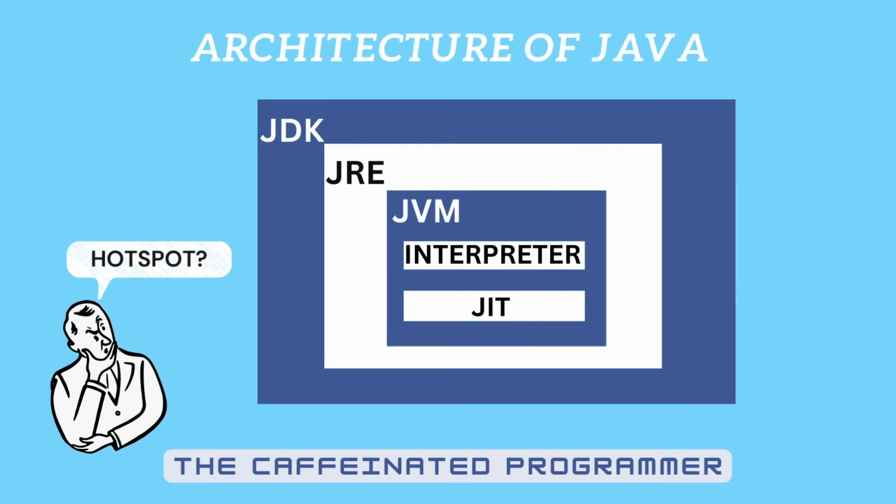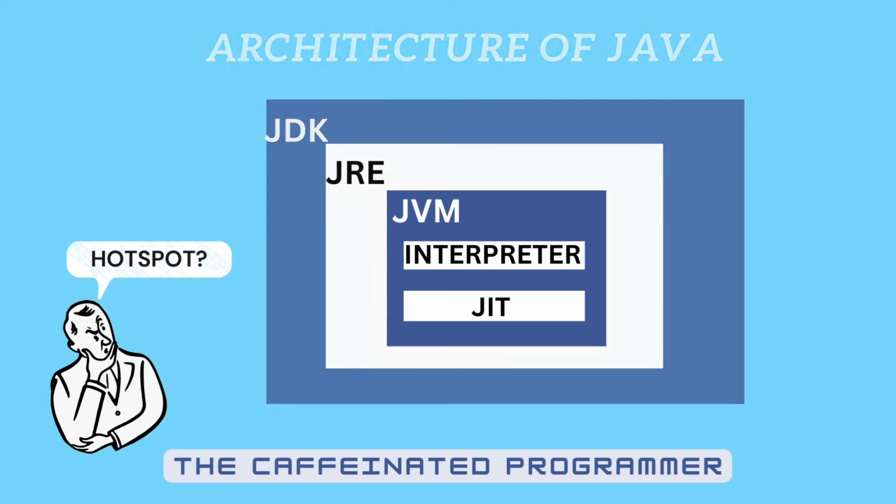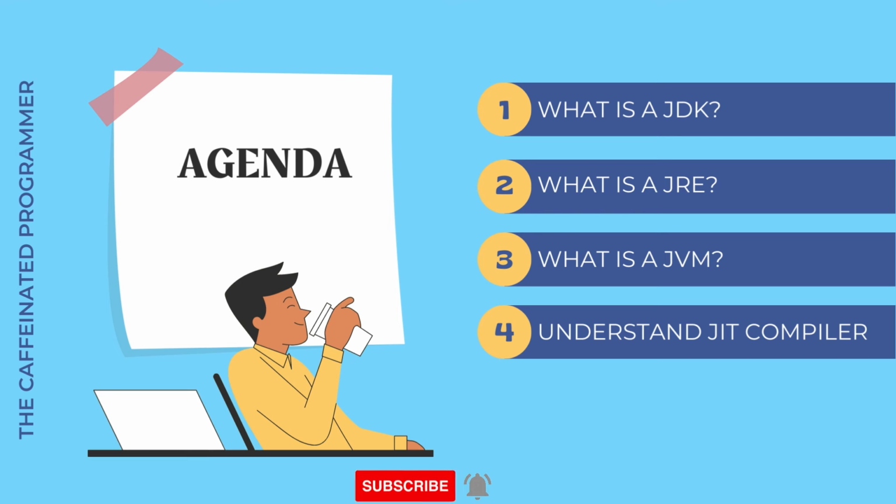Hello guys, welcome back. In today's video, we will look at the architecture of Java. Alright, so the agenda for today's video is we will understand what is a JDK, what is a JRE, what is a JVM, and finally we will understand what is a JIT compiler. So without wasting time, let's get started.